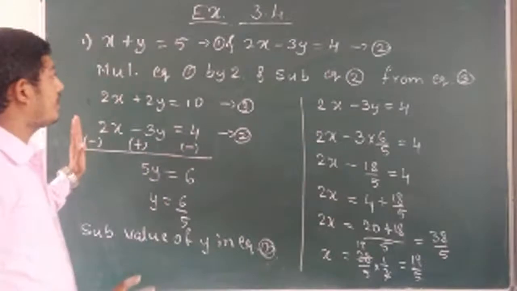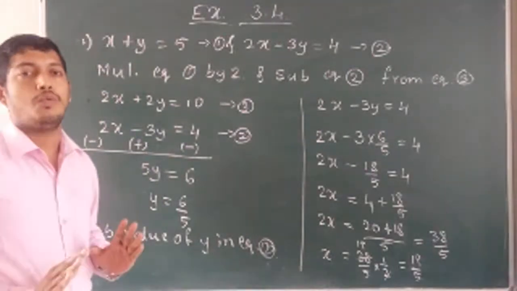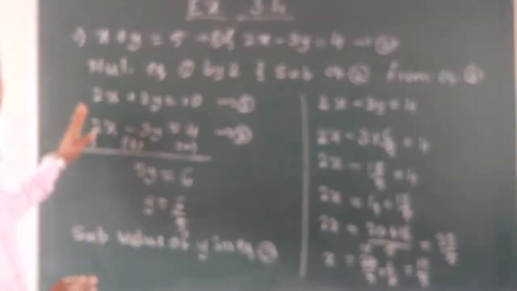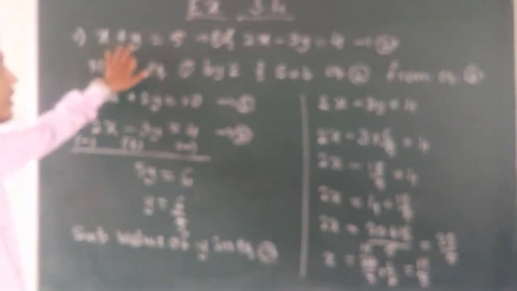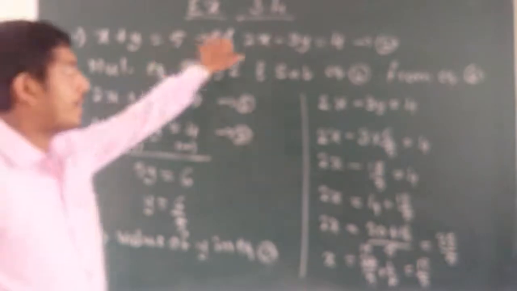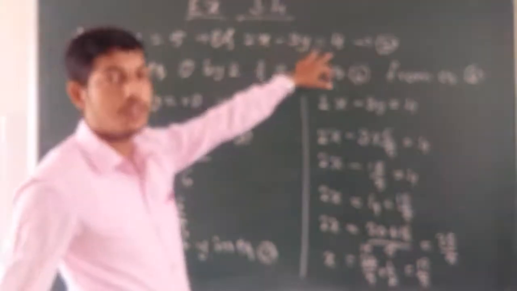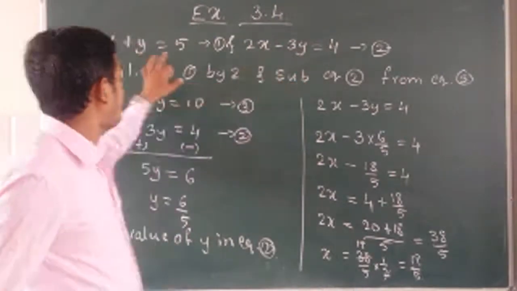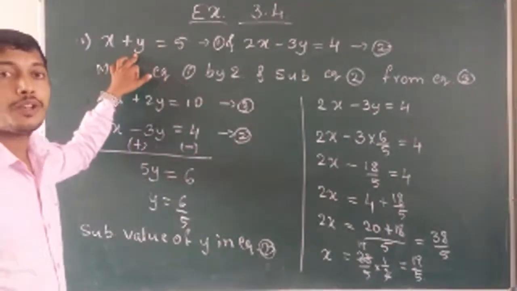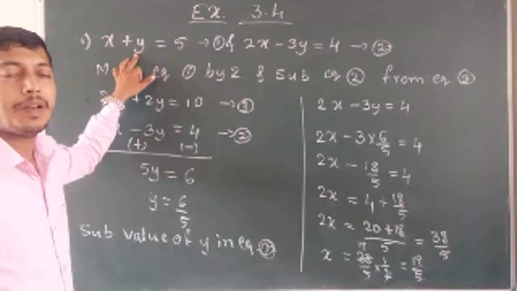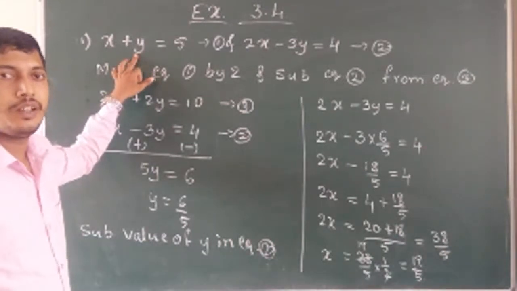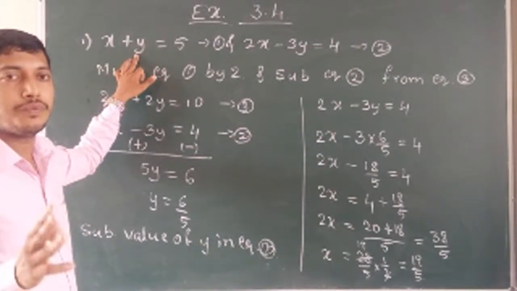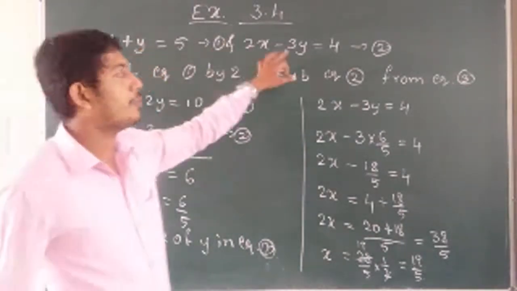Now in the same problem, if you want to eliminate y, what we have to do? If you want to eliminate y from this equation, so see here it is x plus y equals to 5 and second equation is 2x minus 3y equals to 4. So here 3y is present and here y is present. Therefore for the first equation we have to multiply with the help of 3. Okay, so to eliminate y, we have to multiply with the help of 3. So it becomes 3y, it also becomes 3y.